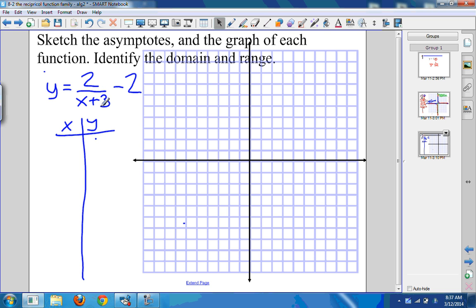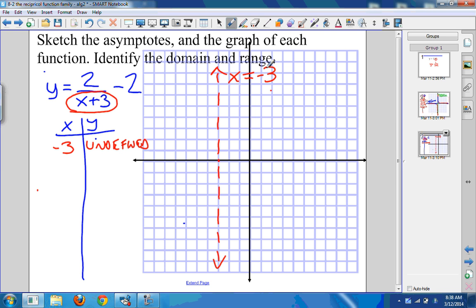So just by looking at this, I know that my graph is going to be undefined when my denominator is equal to 0. So something plus 3, when that equals 0, I'm going to have a vertical asymptote. All right, so I know that at -3, -3 plus 3 is 0. That is going to be undefined. So at x equals -3 right here, I am going to have a vertical asymptote. This is x equals -3. We have a vertical asymptote right there.